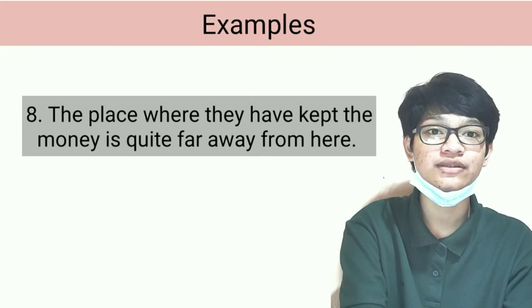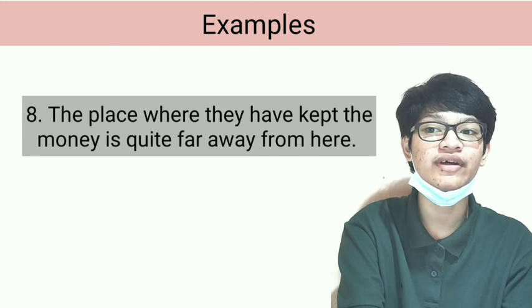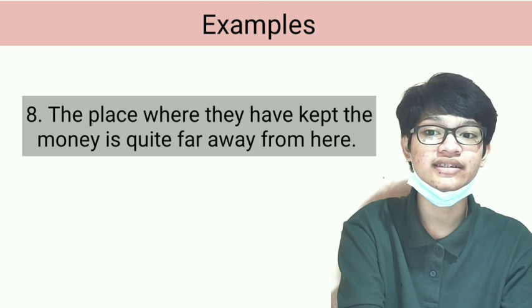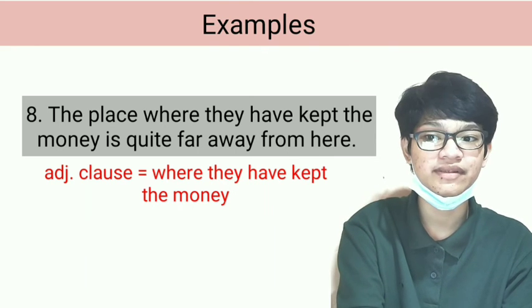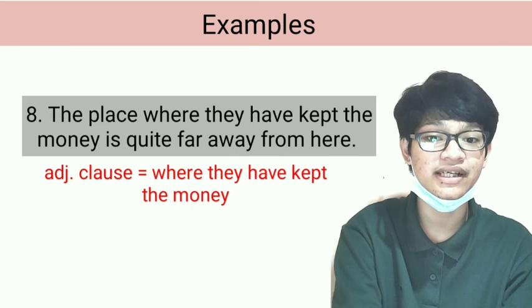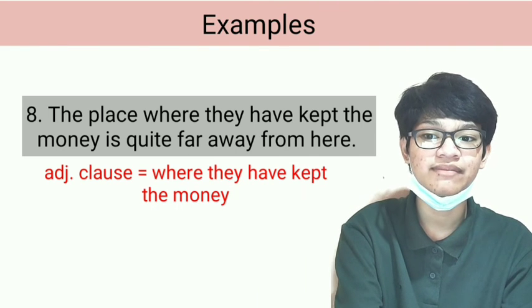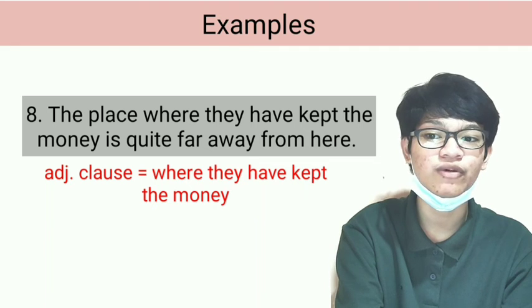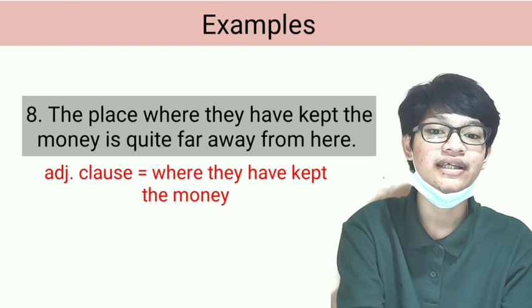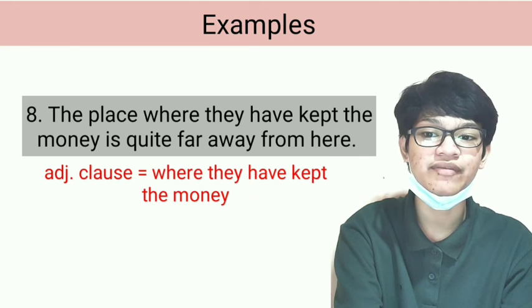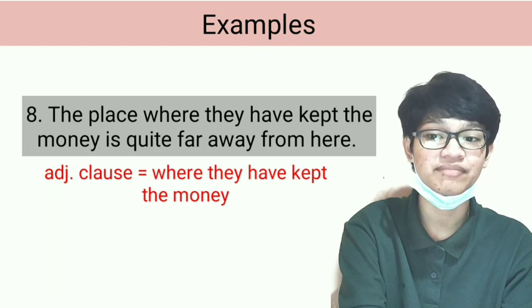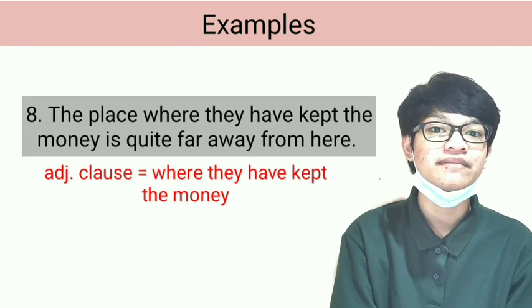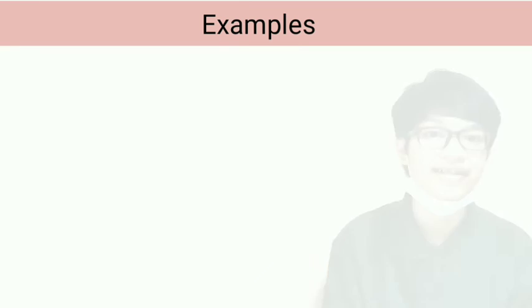8. The place where they have kept the money is quite far away from here. So, in this sentence, the adjective clause is where they have kept the money, starting with the conjunction where. So, where they have kept the money is giving information about the noun place. Which place? Not any random place. The place where they have kept the money is quite far away from here. So, it's giving us essential defining information about the noun place, helping us to identify the noun place. Which place? Where they have kept the money.